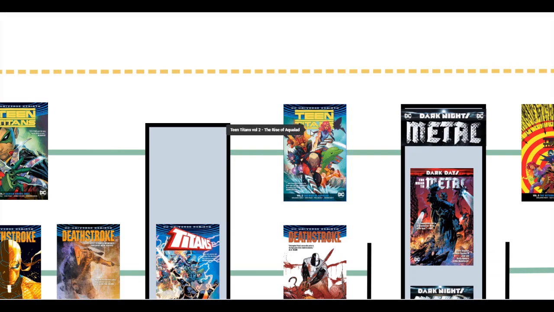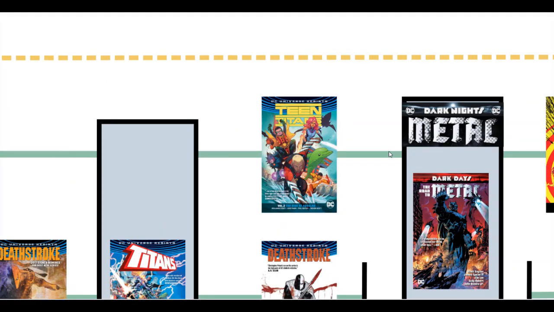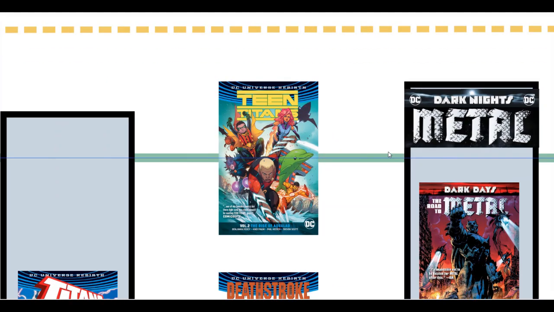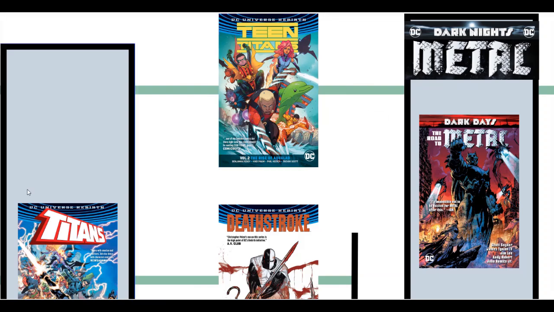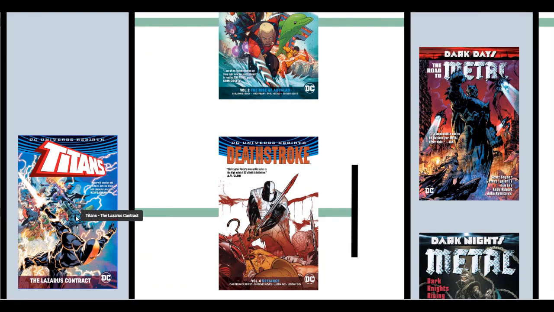Next, if we go over here, we've got Teen Titans Volume 2. So the second collection of Teen Titans, but the third one you would read, because you read this, you read that, you read the other. And that's called The Rise of Aqualad. Now, The Rise of Aqualad collects Teen Titans issues 6 to 7, which is a 2-part arc introduced Aqualad. It doesn't include issue 8, because issue 8 is included over here in the Lazarus Contract.